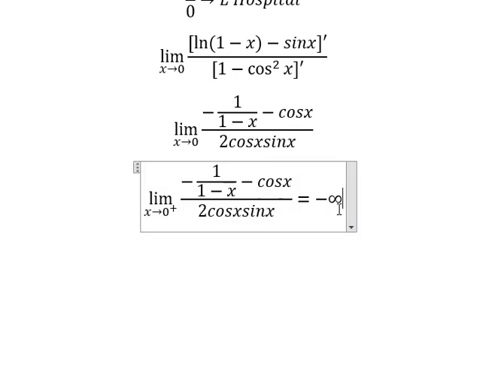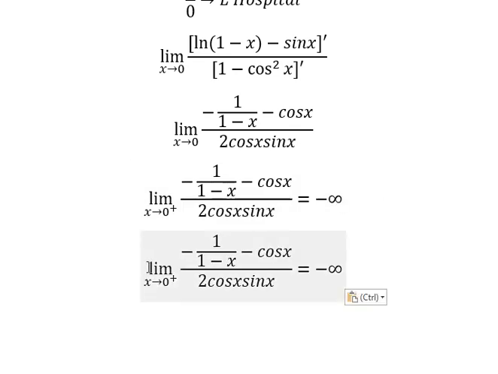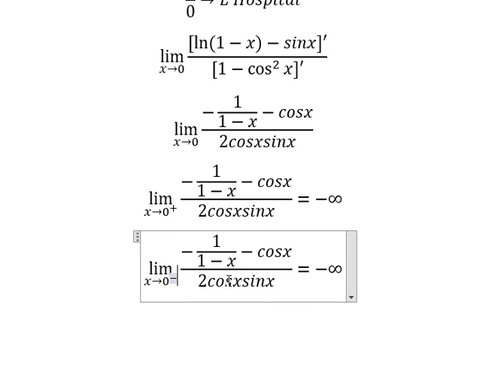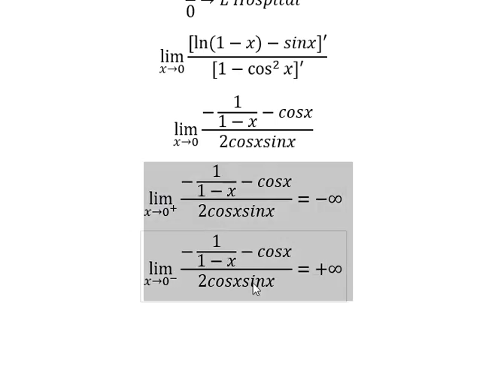Similar for s approach to number 0 on the left. So cosine they still about positive, but this one is about negative number 2. Sine of number 0 on the left is about the negative. So this one negative divided by negative, you got about positive. And we know that this limit does not exist because they are infinity.